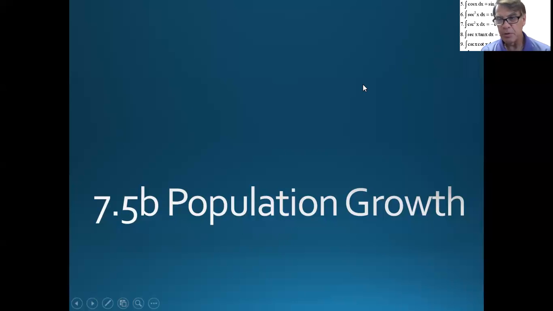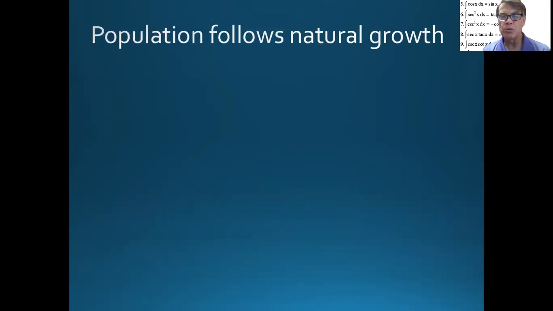So this is a calculus video. The first example of exponential growth that James Stewart gives in his 6th edition of calculus, also in chapter 3 of his essential calculus, is population growth. So population growth follows a natural growth pattern.